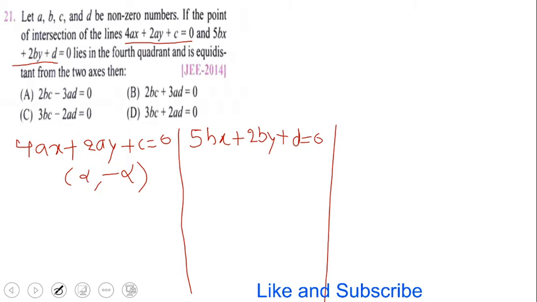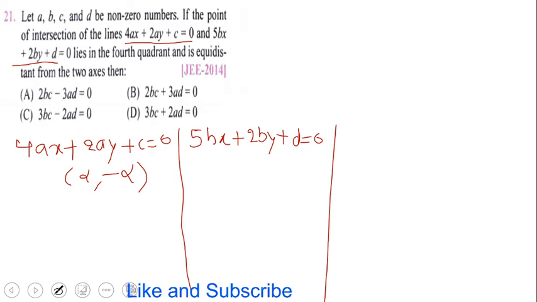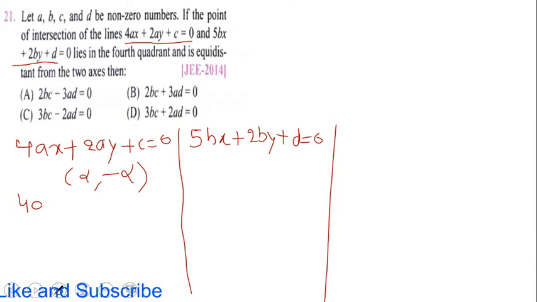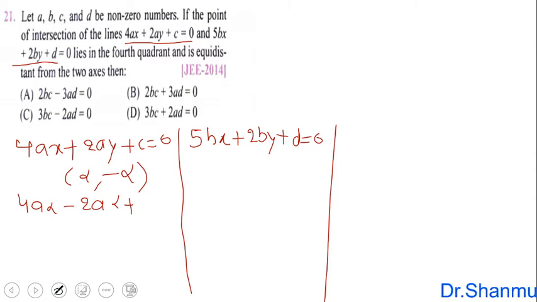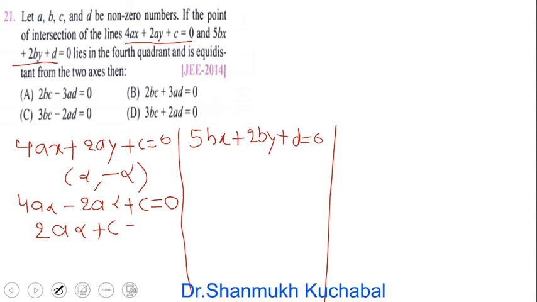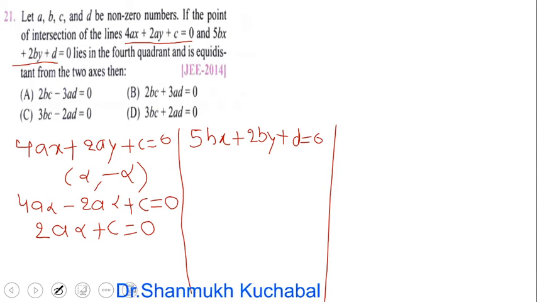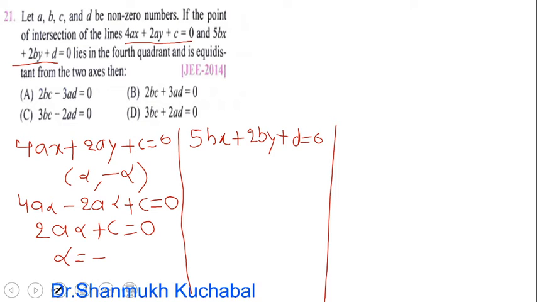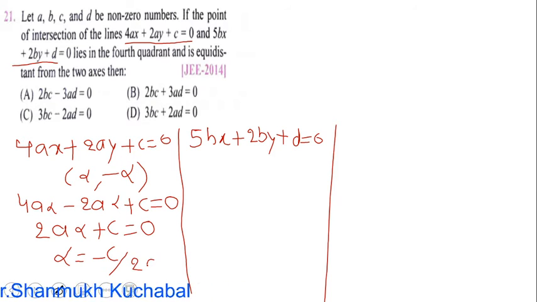So x is replaced by alpha and y is replaced by minus alpha in both the equations. So we will get 4a alpha minus 2a alpha plus c equal to 0. So 4a alpha minus 2a alpha is 2a alpha plus c equal to 0. From this we get the solution for alpha as minus c divided by 2a.